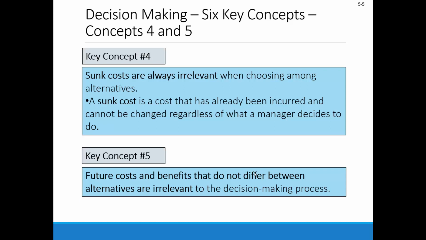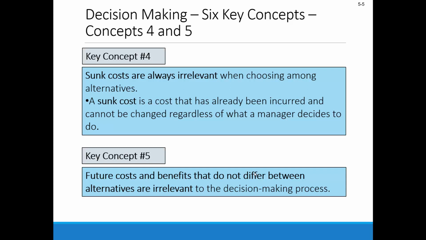A couple of terms that we introduced way back in Chapter 1 will also come back around and be useful here in Chapter 13. And the first is sunk costs. So sunk costs, as we may recall, are any costs that have already been incurred in the past. They can't be changed regardless of anything that we decide to do in the future. So from a decision-making standpoint, those should always be irrelevant when picking among alternatives.